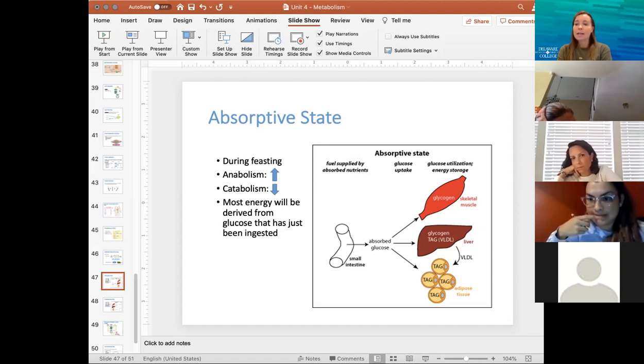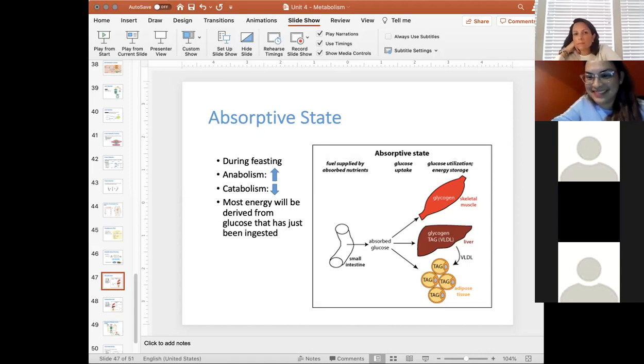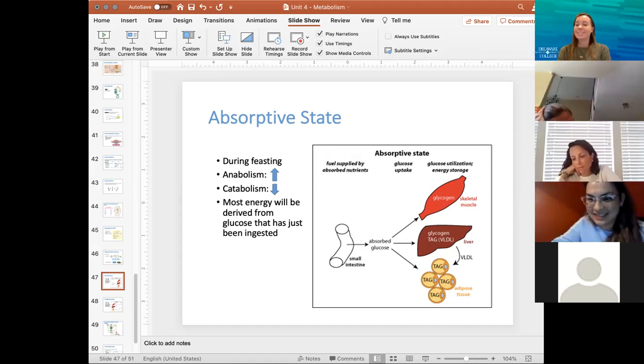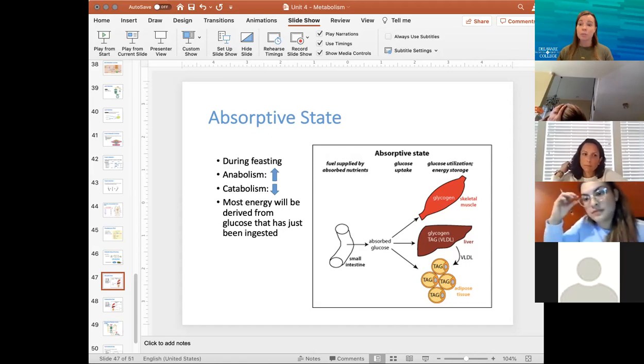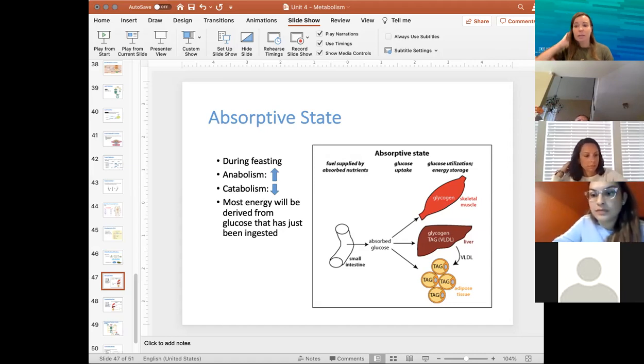I see a yes and a no. You would be making new proteins because you've just eaten protein and you have all these amino acids from that protein. And remember, mainly what you do with those amino acids is reuse them and recombine them to make new proteins. So yeah, that would be happening at this time. Proteolysis is breaking down proteins. Would that be happening? No.